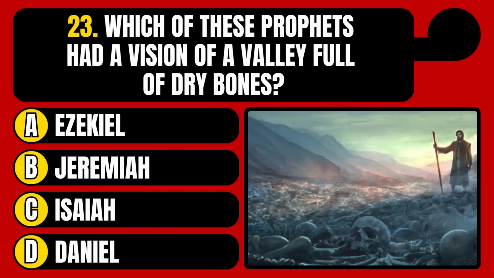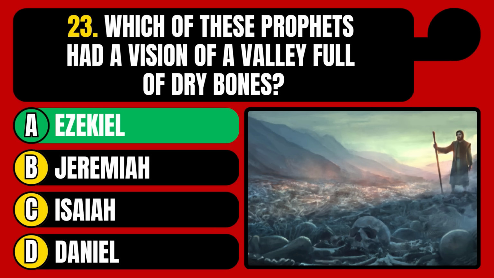Which of these prophets had a vision of a valley full of dry bones? Ezekiel, Jeremiah, Isaiah, or Daniel? The correct answer is option A, Ezekiel.